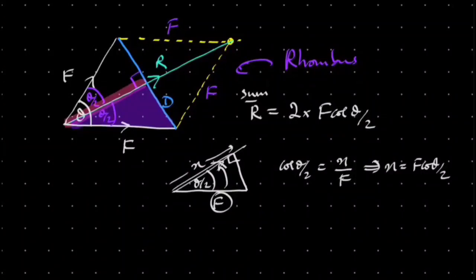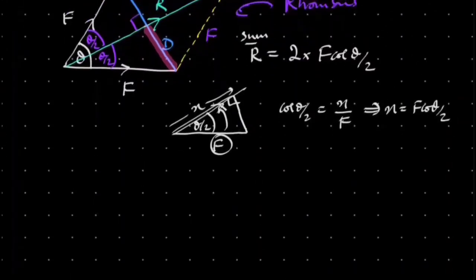Similarly thinking, now the d is actually this plus this. And since the diagonal bisects, this is twice this red piece.